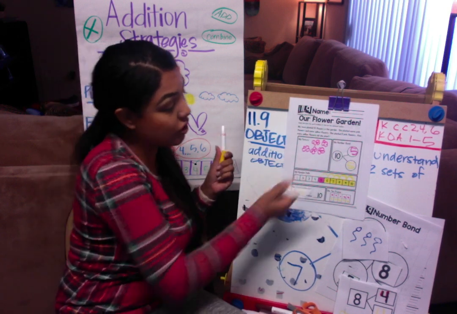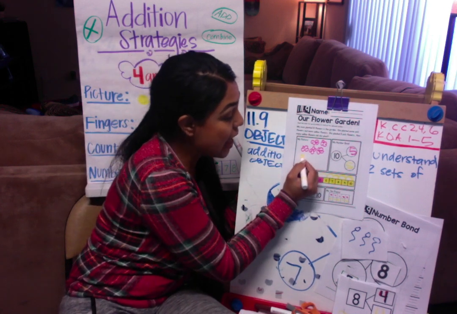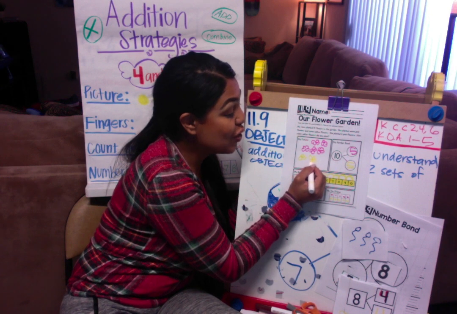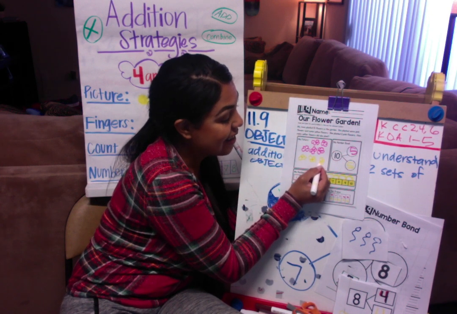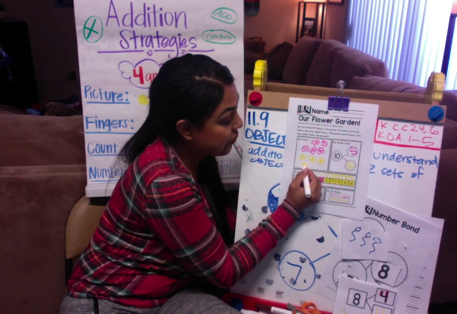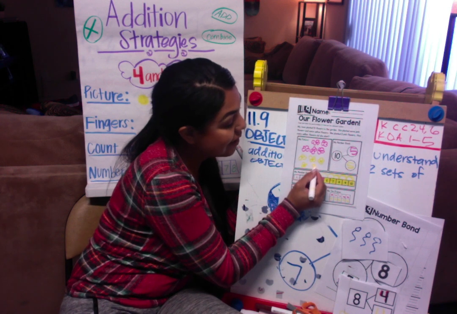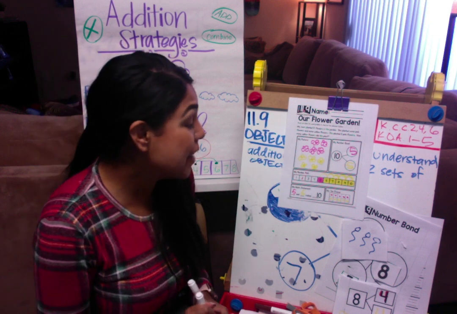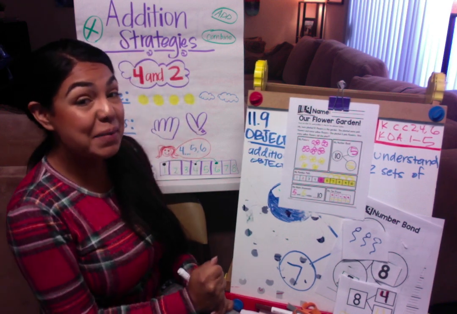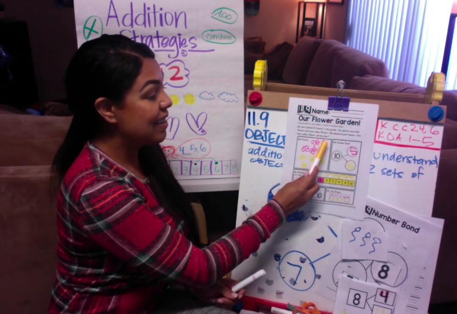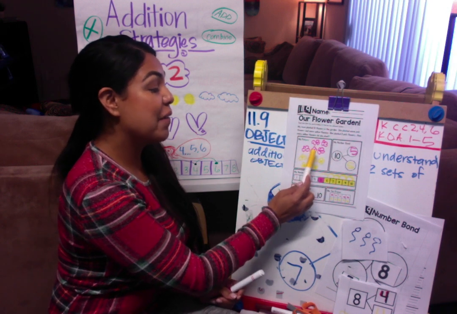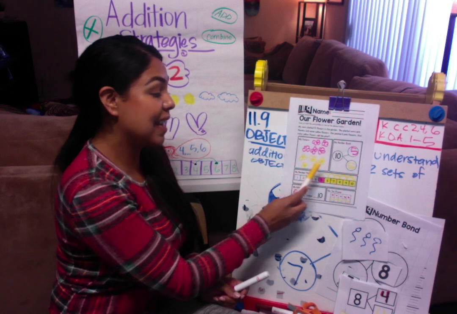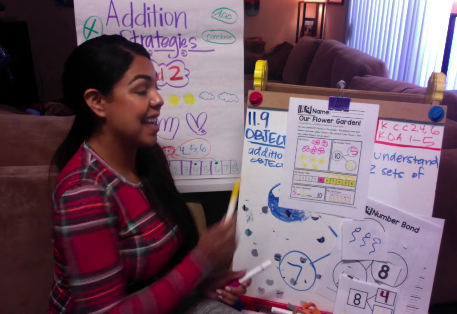Yes, my picture is not complete because I need 5 yellow flowers. 1, count with me. 2, 3, 4, and 5. So now my picture is complete. Let's count how many I drew in my picture. Here we go. 1, 2, 3, 4, 5, 6, 7, 8, 9, and 10.